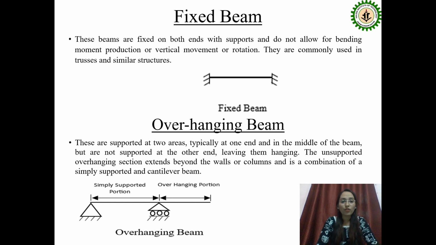Okay. Now overhanging beam. As the name suggests, these are supported at two areas, typically at one end and in the middle of the beam, but are not supported at the end. That is, in the end, there is a part that is hanging. That is why this type of beam is known as overhanging beam. That is nothing but a simply supported portion and another overhanging portion. This whole section is known as overhanging beam. The unsupported overhanging section extends beyond the wall or columns, and this is a combination of a simply supported and a cantilever beam. Now we will know what a cantilever beam is.